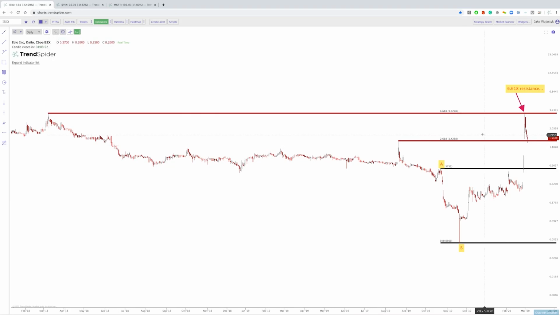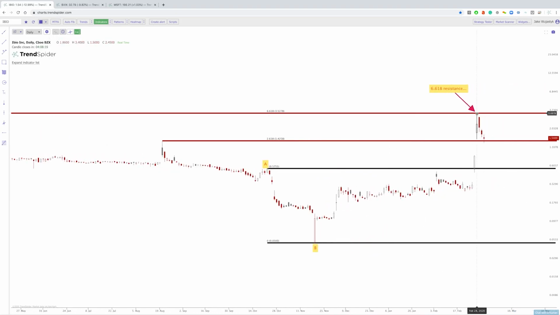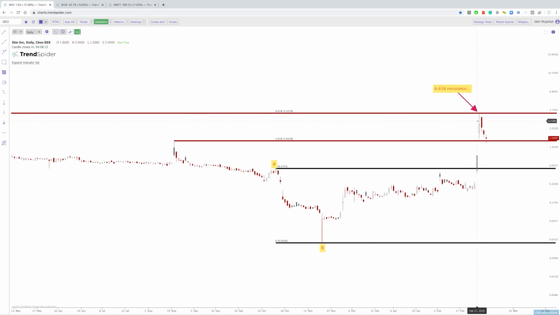And so then you can see what happens. You've got supply that comes in because everyone's saying, oh man, look, this is hitting really high resistance. And then what's really fascinating about this is notice where we pull back. We pull back to the 2.618 area, which is also this previous area of resistance, which is now acting as support.